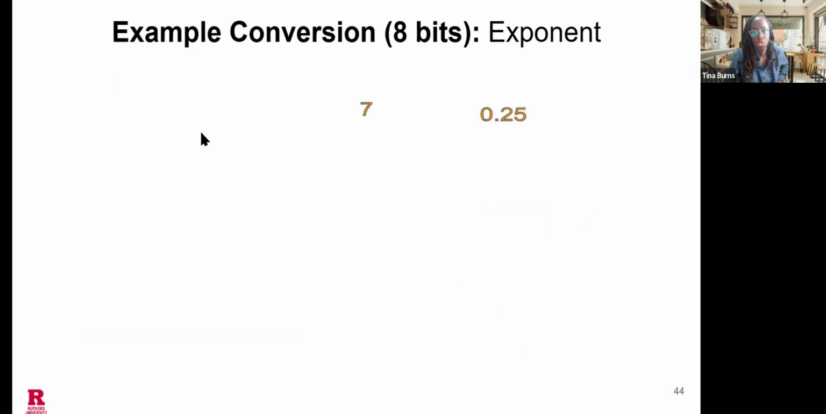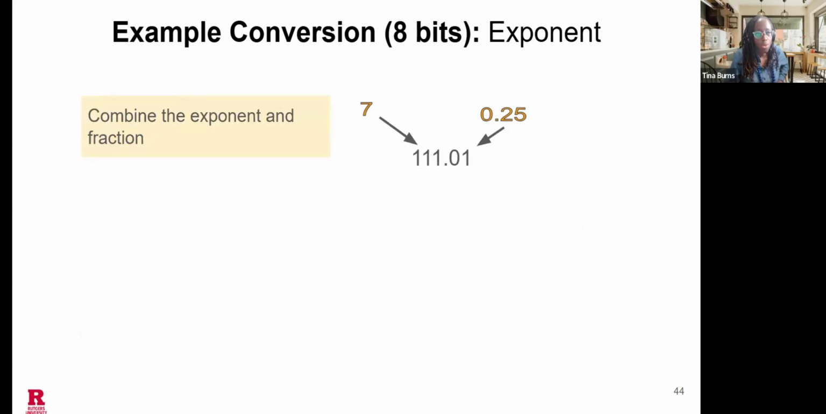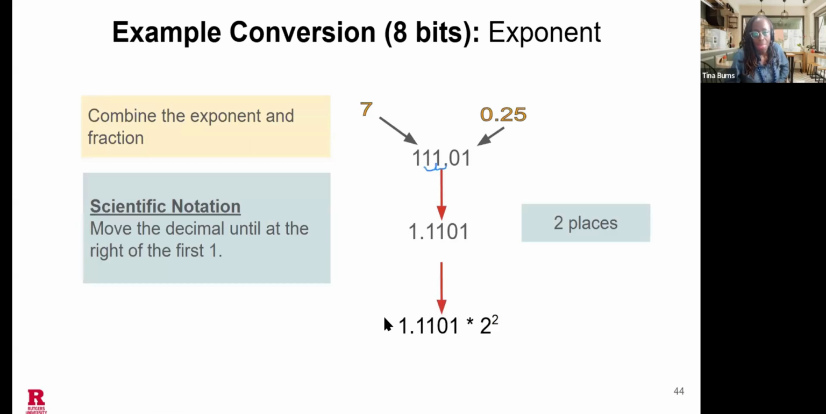When we get to this portion, it's going to be 111.01. Put them together. Now, the next portion means we have to move this back. We're only going to move this 2 decimal places. So our final value is going to be 1.1101 times 2 to the 2. And that's our representation for that.